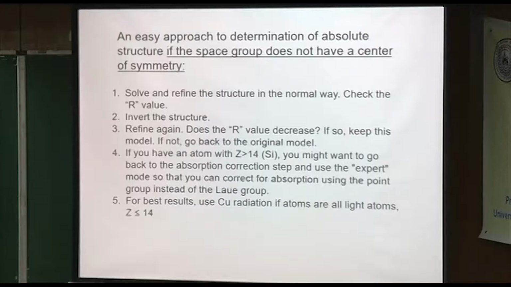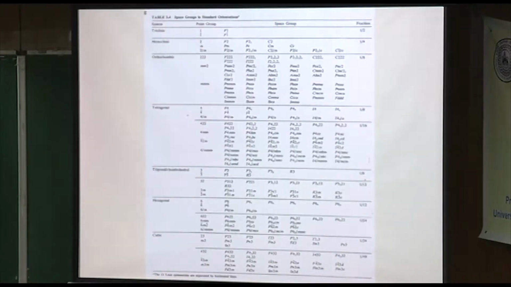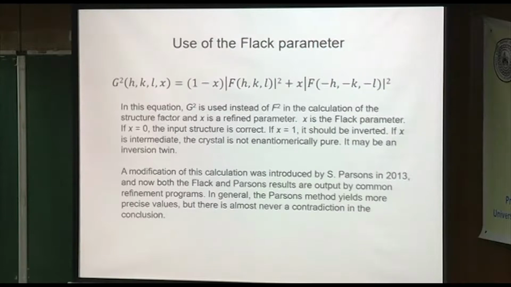Okay? And you can also calculate this Flack parameter. So the Flack parameter, you assign an X value, it's called a free variable, to the one hand, and a 1 minus X to the opposite hand in the calculation. And then you refine that free variable. And it should refine to 0 if the hand is correct, and it refines to 1 if it's incorrect.